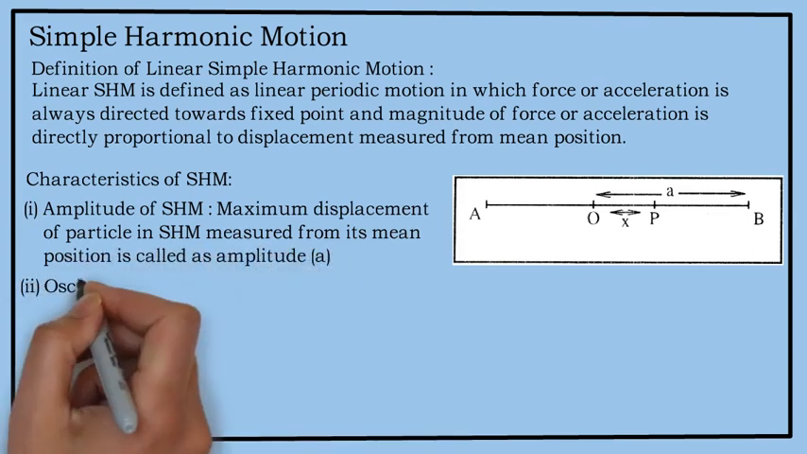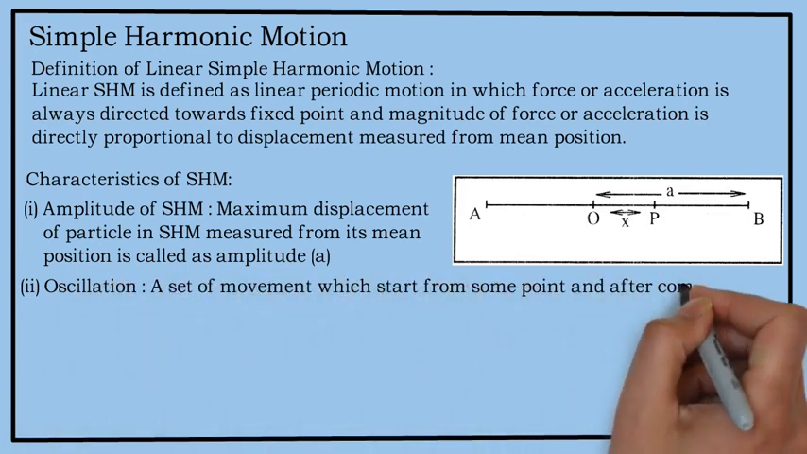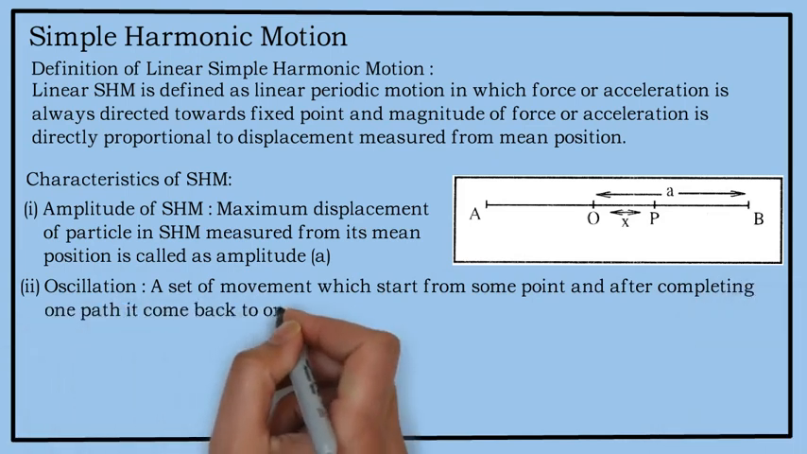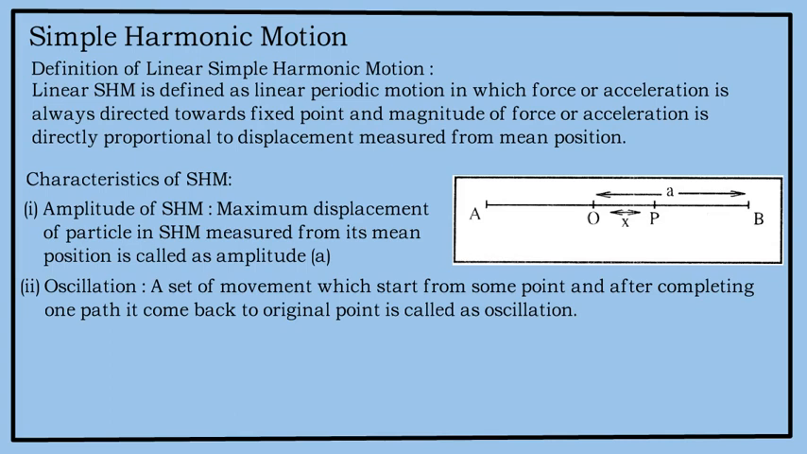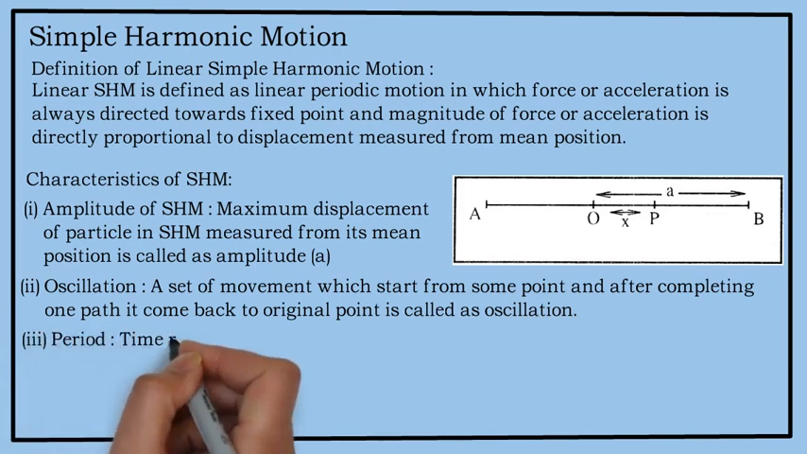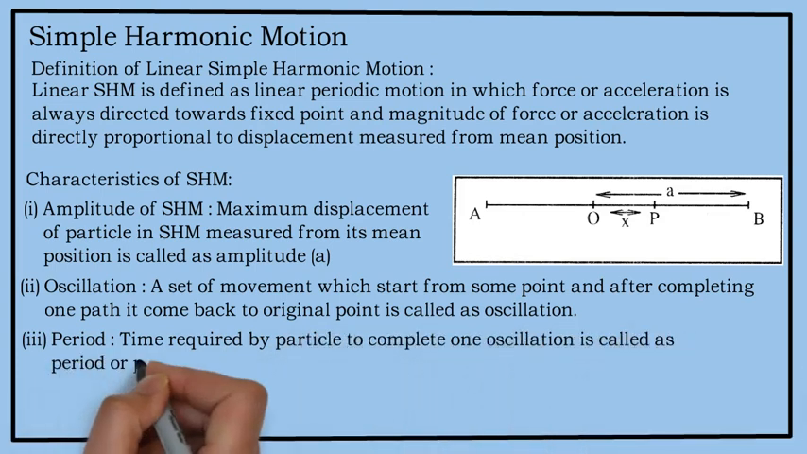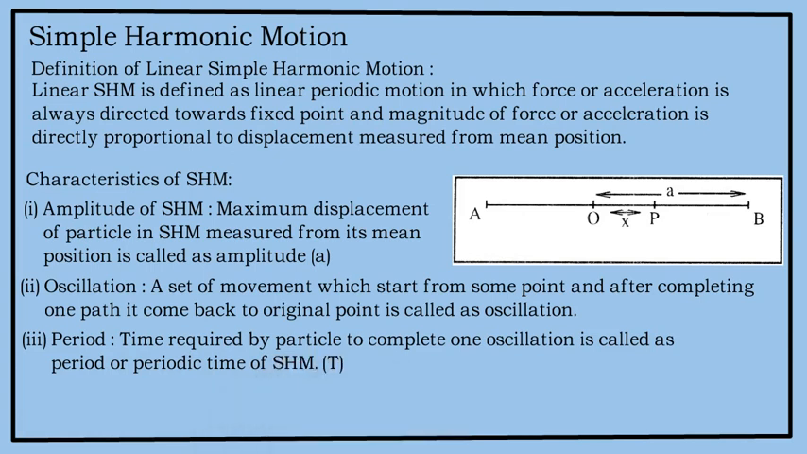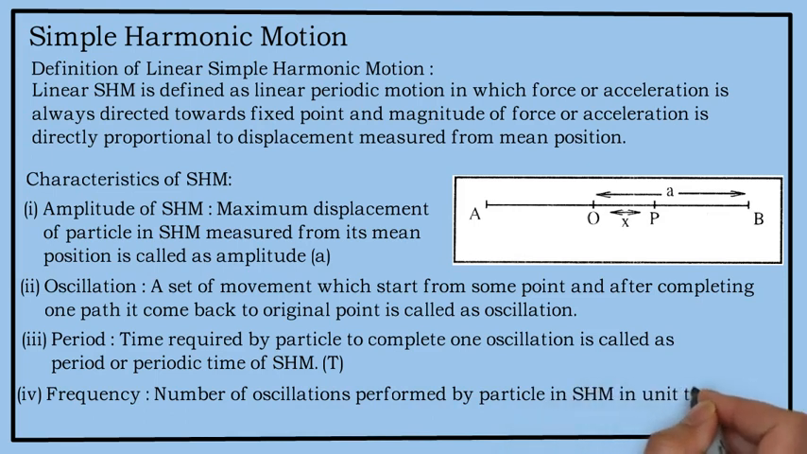What is oscillation? A set of movements which start from some point and, after completing one path, come back to the original point is called an oscillation. Let us see what is time period. The time required by a particle to complete one oscillation is called the period or periodic time of SHM. Frequency is a very common term and it is defined as the number of oscillations performed by a particle in SHM in unit time.